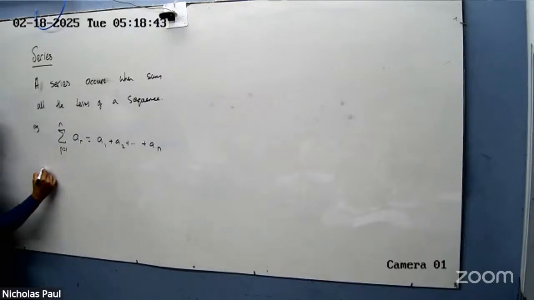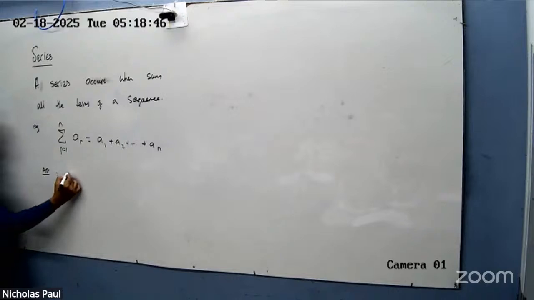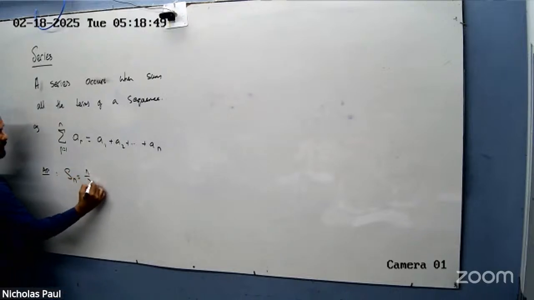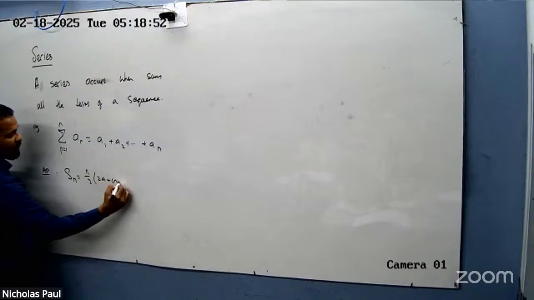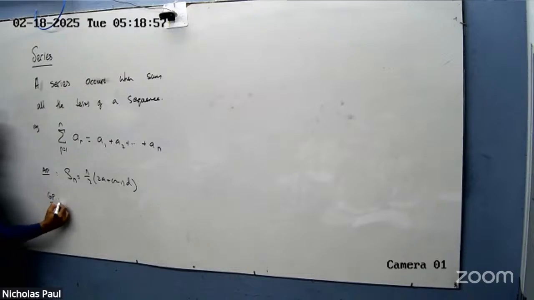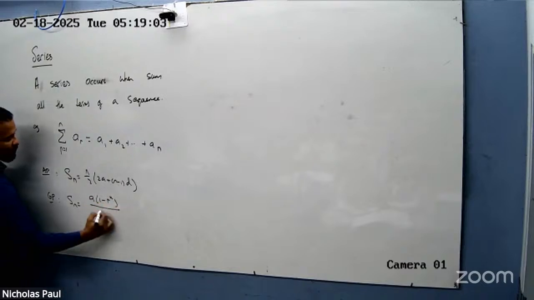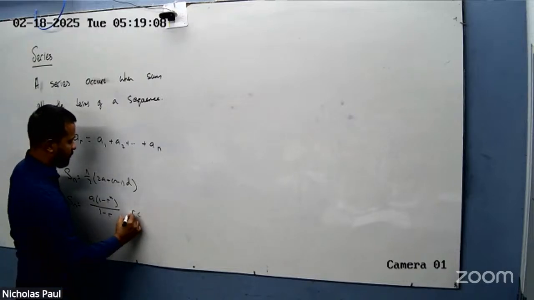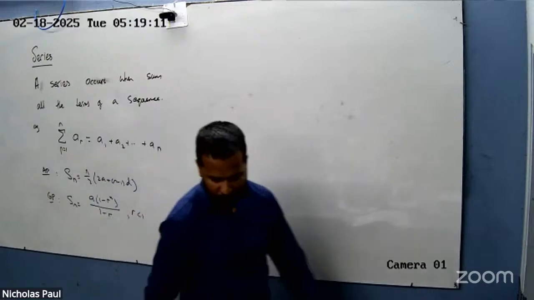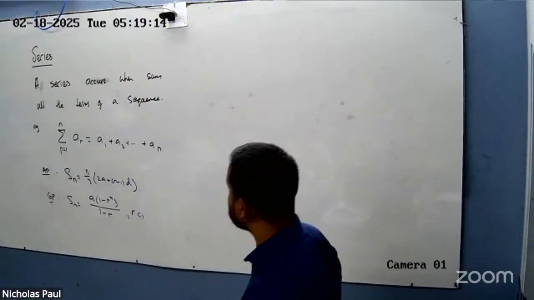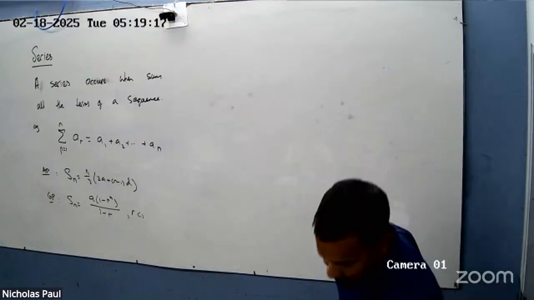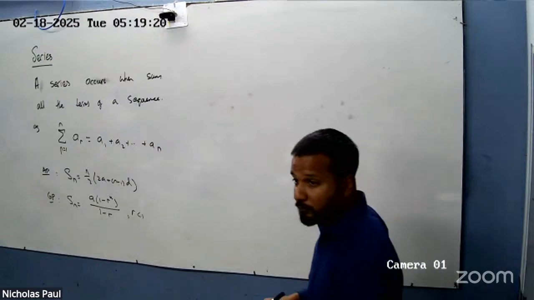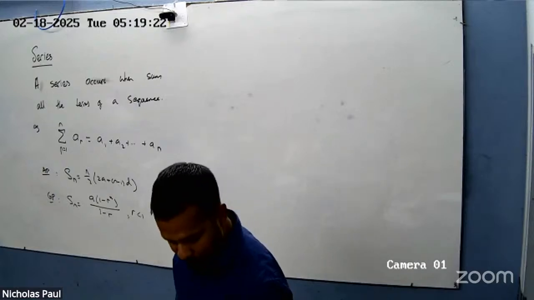So for example, if I gave you an AP and I asked you to sum the terms, we had something like this. This was for AP to sum all the terms, and then we had for GP, a(1 minus r to the n) over 1 minus r. There are some quick things you need to remember about series. We spent some time on the AP and GP.